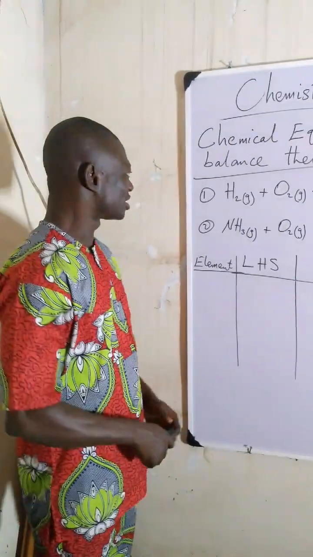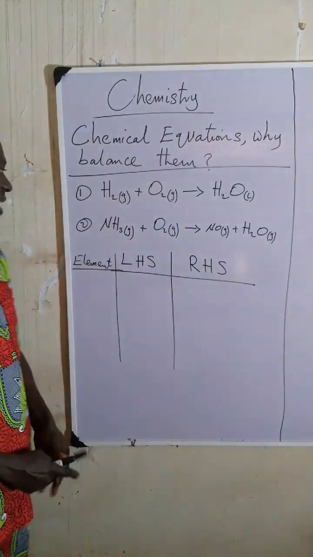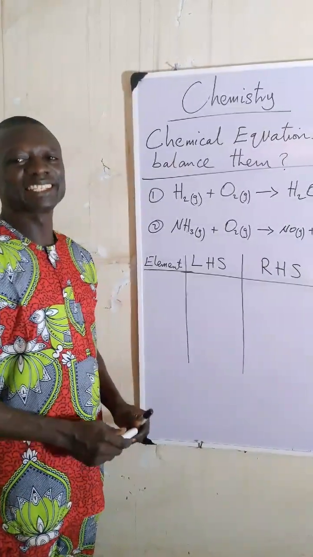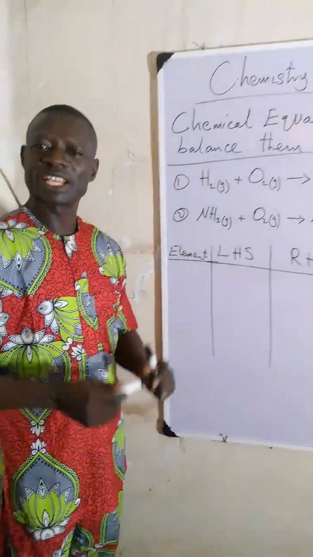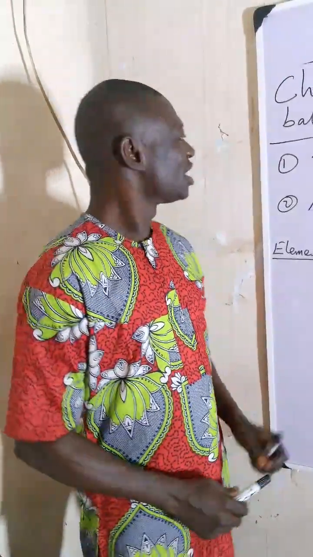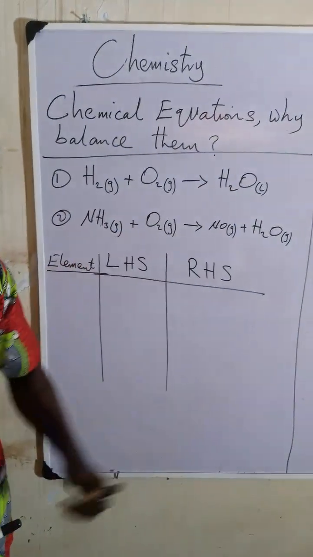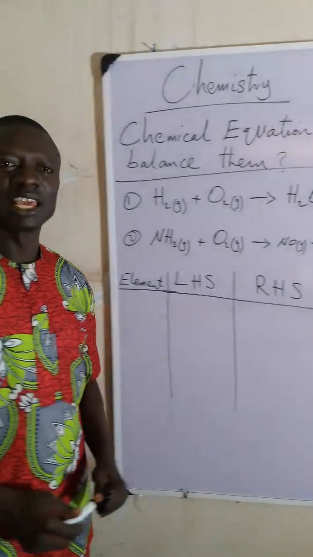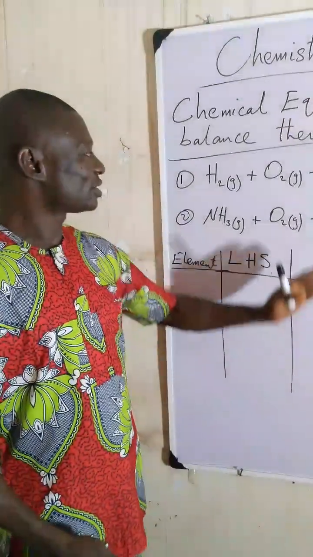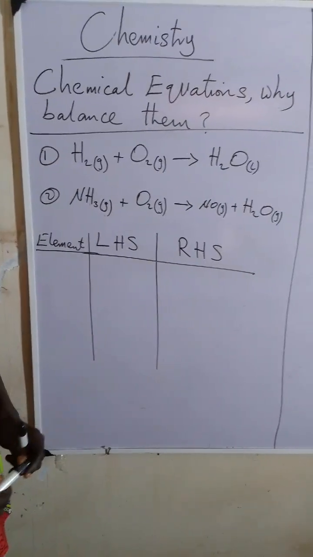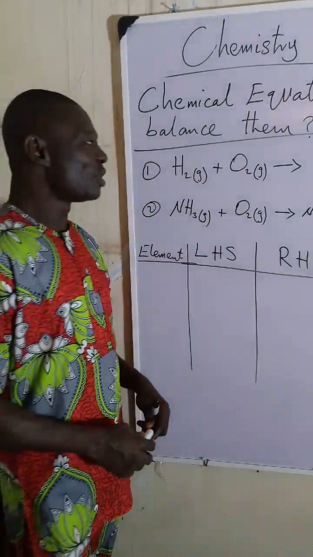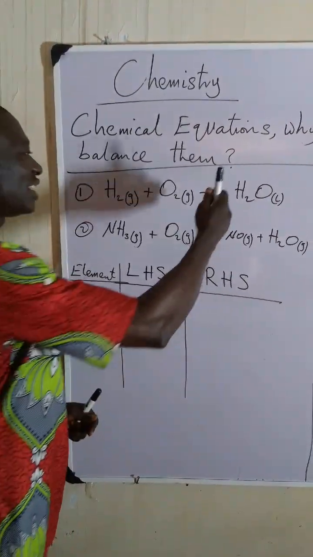Chemical equations and how to balance them. According to the law of conservation of matter, matter is neither created nor destroyed during a chemical reaction. Because chemical equations are used to represent chemical reactions, we expect that what we had before the reaction, the reactants, will also be what we see after the reaction.